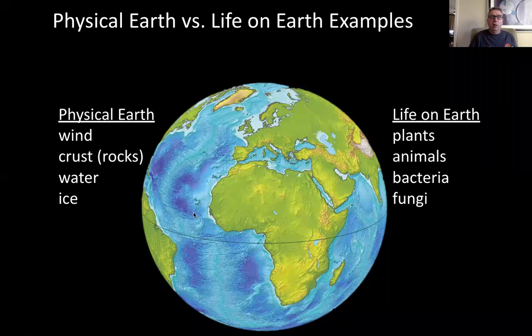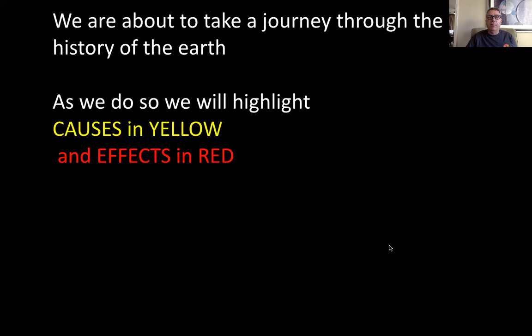So the physical Earth contains wind, the crust or rocks, water and ice, and temperature. Life on Earth includes plants, animals, bacteria, and fungi. And the physical Earth will also include the atmosphere, like the amount of carbon dioxide, amount of oxygen, and so on. And so anything that's living or once living is considered life on Earth.